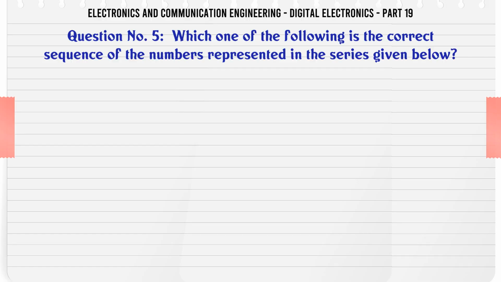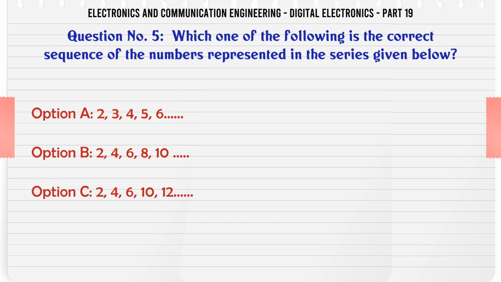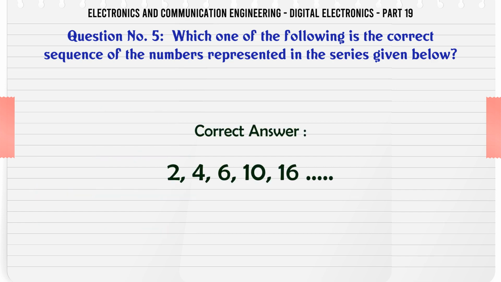Which one of the following is the correct sequence of the numbers represented in the series given below? A. 2 3 4 5 6, B. 2 4 6 8 10, C. 2 4 6 10 12, D. 2 4 6 10 16. The correct answer is 2 4 6 10 16.